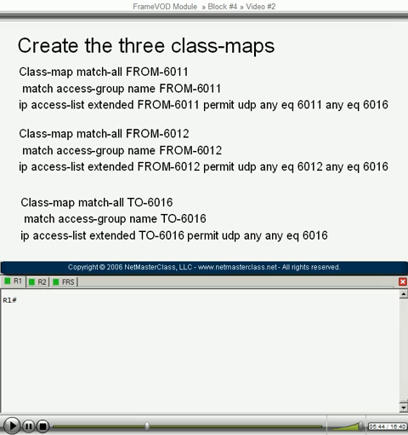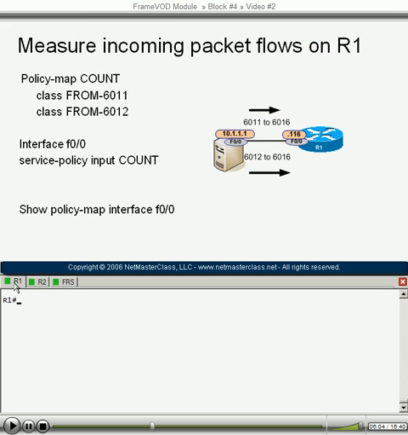Here are the commands that created each of our classes on R1. Note that each match statement references the associated named access list. The access list specifies the source and destination ports for the two classes and just the destination port for the aggregate class, to-6016. To verify these flows and their rates, we have created a simple policy called count and applied it inbound to F0/0. Let's take a look at the results.